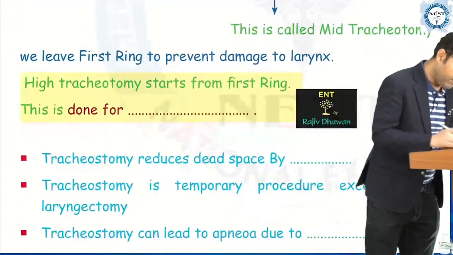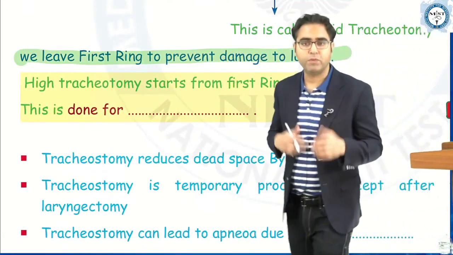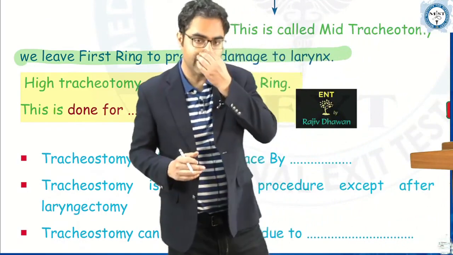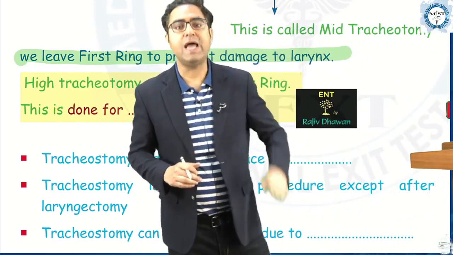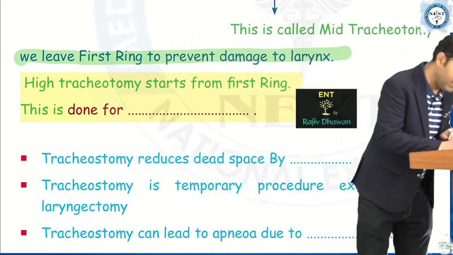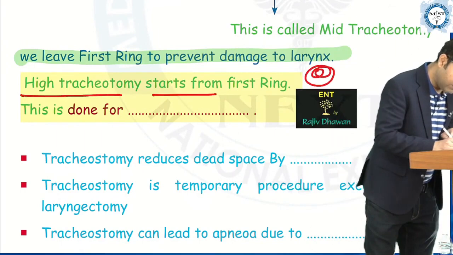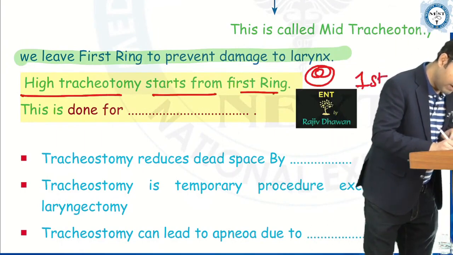Now, we leave the first ring to prevent damage to the larynx, beta. Okay? Now, there is something called high tracheostomy. This is an MCQ question, beta. High tracheostomy MCQ question. High tracheostomy starts from the first ring. Write down, it is done at the first and second tracheal ring.